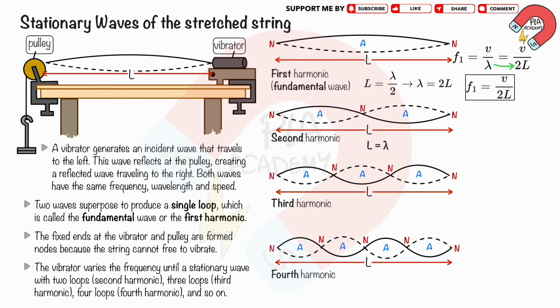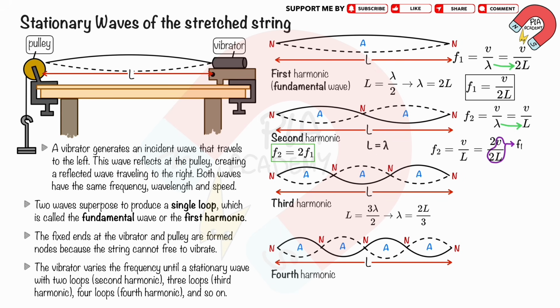For the second harmonic, there are two loops, indicating that L equals the wavelength lambda. The second harmonic frequency f2 is calculated by dividing the speed v by the wavelength lambda. Substituting lambda equals L, f2 equals v over L, or 2v over 2L. And v over 2L equals f1. So, f2 is twice f1.